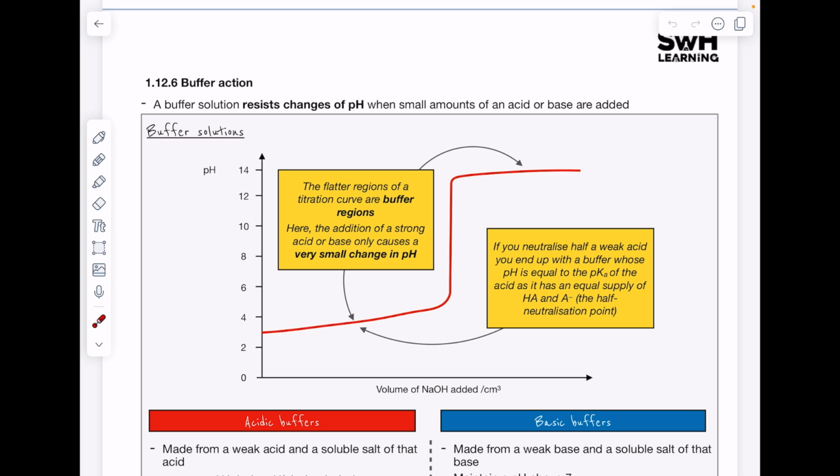Now if you neutralize half a weak acid, you end up with a buffer whose pH is equal to the pKa of the acid, and the reason for that is because it has an equal supply of HA and the A- ions, which remember we call the half neutralization point.